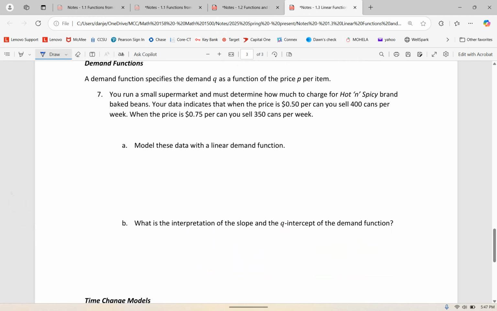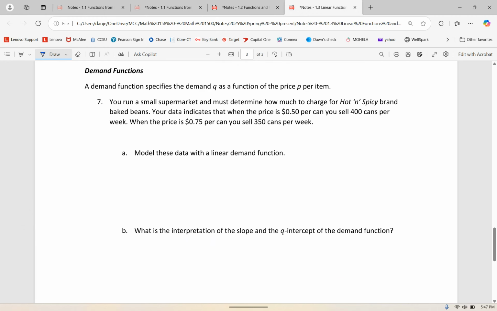Demand functions. You run a small supermarket and you must determine how much to charge for hot and spicy brand baked beans. You look at data, okay? When the price is 50 cents per can, you sell 400 cans per week. So for a cost of 50 cents, you're selling 400 cans. For a cost of 75 cents, you're selling 350 cans. Notice the price went up, the amount sold went down, the demand went down.